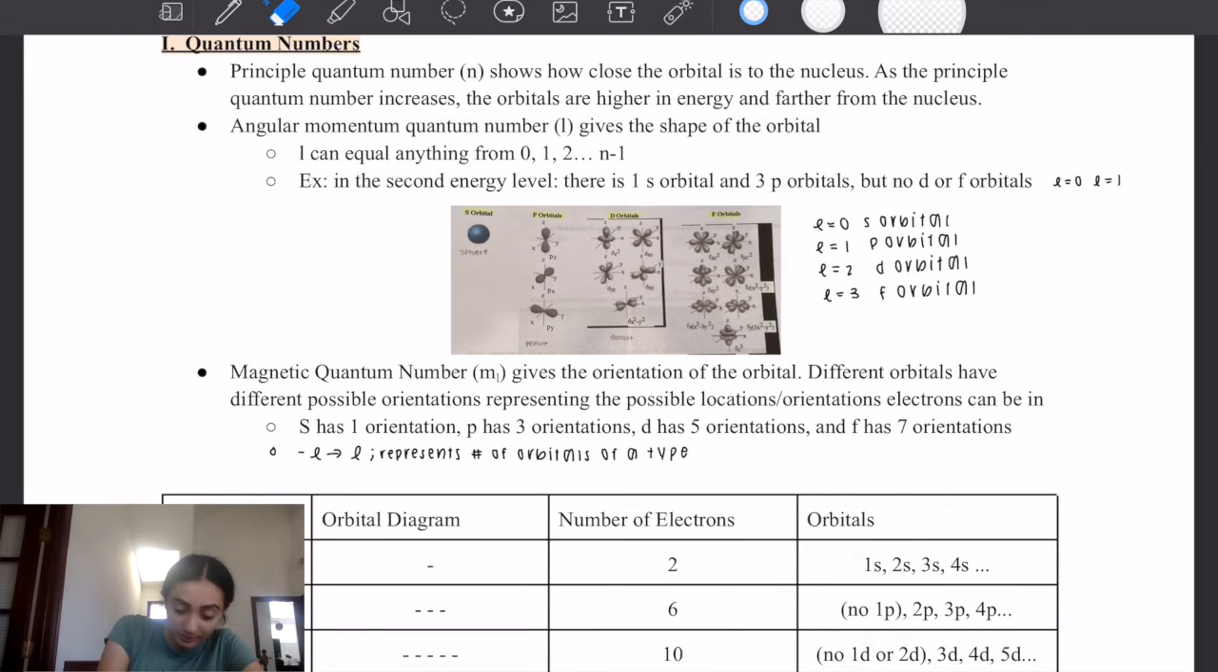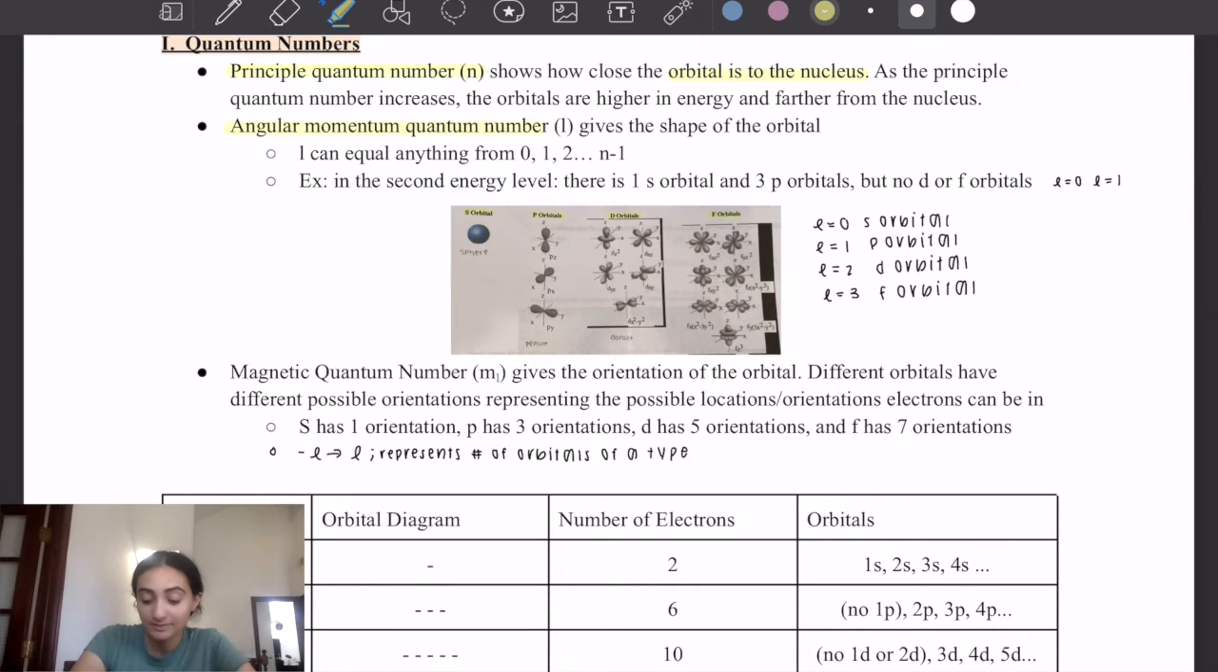First is the principal quantum number, and that represents how close the orbital of the valence electrons are to the nucleus. So if n equals 1, the valence electrons are one shell away from the nucleus. If n equals 2, two shells away, and so on and so forth. Then there is the angular momentum quantum number, and that is represented by L. That gives the shape of the orbital.